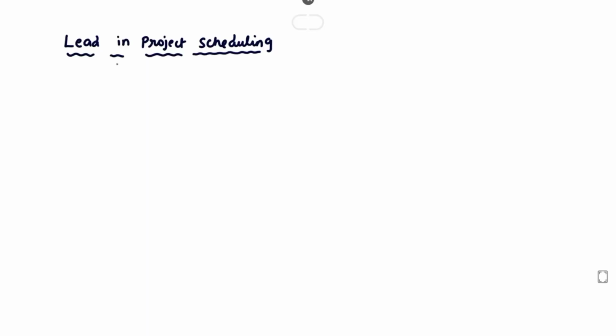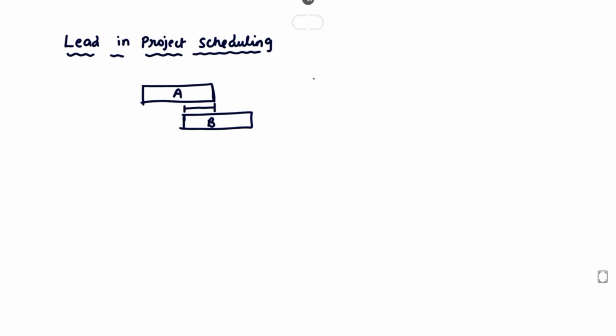Today we are going to see the topic related with project management, the topic of lead. So, the lead in project scheduling. The lead is when a task or an activity is started before the previous activity is completed. For example, this one is taken as the A activity. Before completing the A activity, the B activity can be started. So the B activity will be started, and the remaining duration is called the lead.